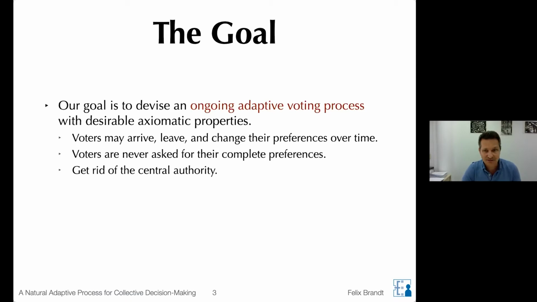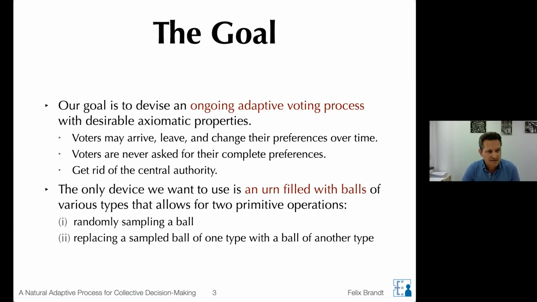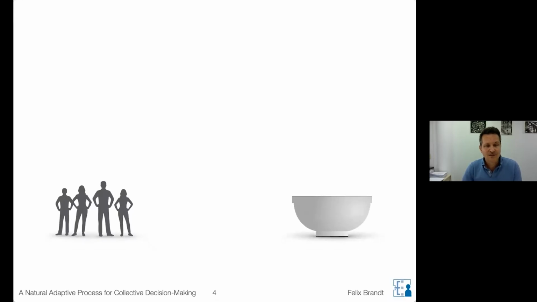And rather than having a central authority, we want to use one simple physical device, namely an urn that is filled with balls. These balls are labeled with the alternatives. On this urn, we only need to allow for two primitive operations. The first is to randomly sample a ball from the urn, and the second is to replace a sampled ball of one type with a ball of another type. This simple urn device is the only thing that we need from a computational point of view. So let me start by describing this process using an animation.